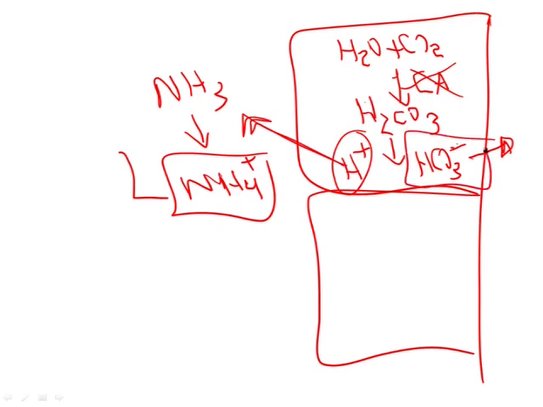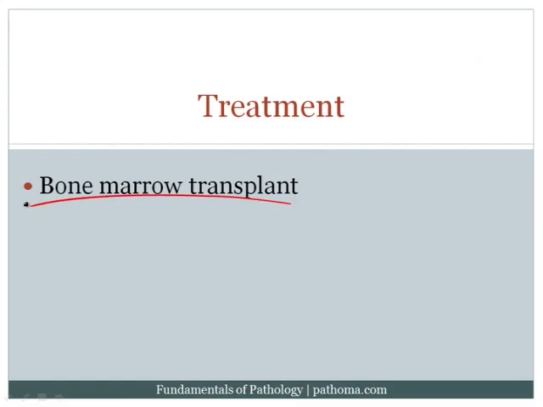And if you don't get the net gain of bicarb, the patients then will get acidotic, and so you'll get renal tubular acidosis. And this physiology is particularly high yield. The treatment is bone marrow transplant, and this is also particularly high yield.